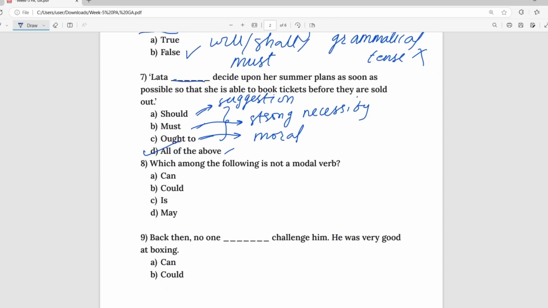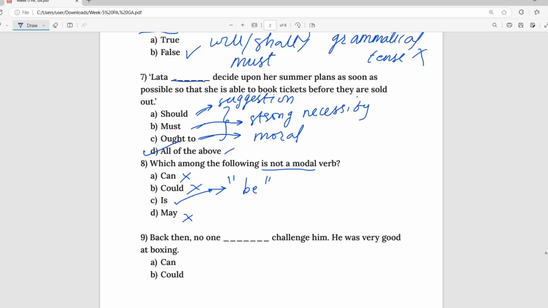That's all. And the eighth question, which among the following is not a modal verb? Can is a modal verb, could is a modal verb, is not a modal verb, may is a modal verb. Why is not a modal verb? It is a form of verb to be. It functions as a linking or auxiliary verb in various tenses.